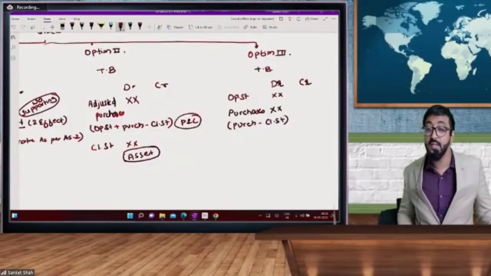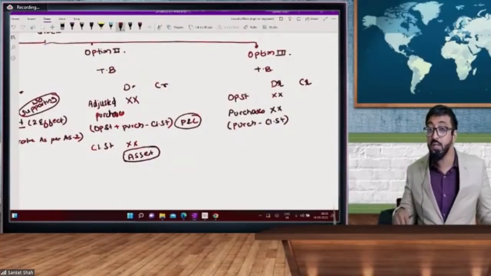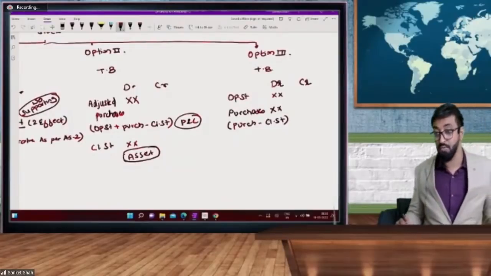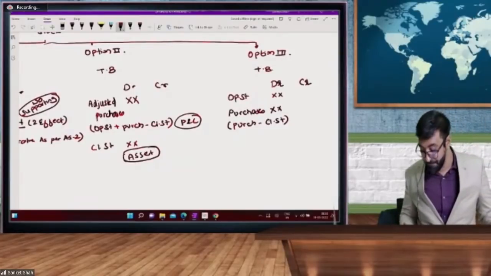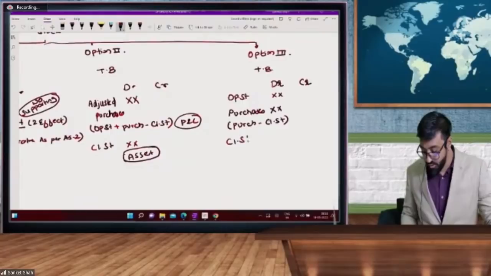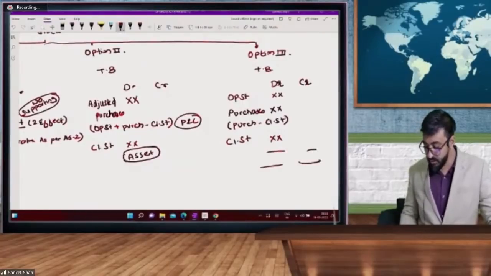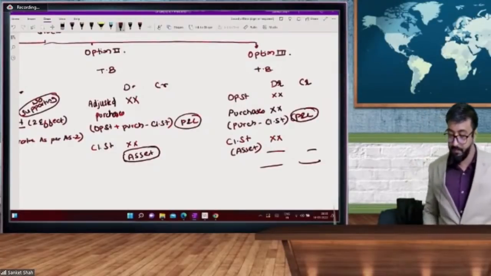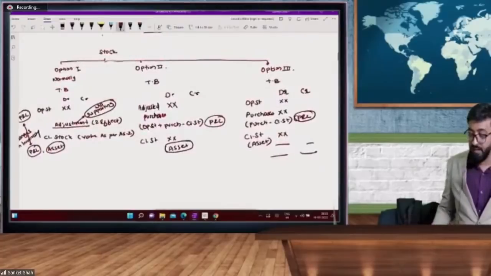Sir, this is in your foundation batch. This type of option 3 balance is there in final accounts. Those students who studied foundation, in your foundation study material, this type of question is there. And then closing stock, which is on the asset side. This closing stock you have to record in profit and loss account, and also in assets. So this is a type number 3 trial balance.